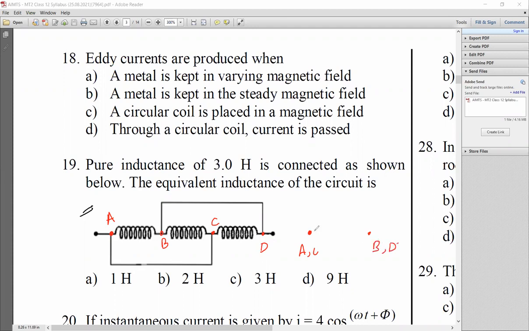Now A to B, how many inductors? One inductor. Similarly, B to C, one more inductor, right? C to D, one more inductor. Okay, so there are 3 inductors. Fine. Next.